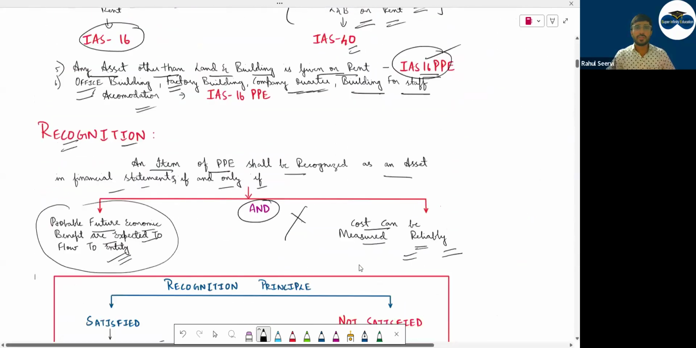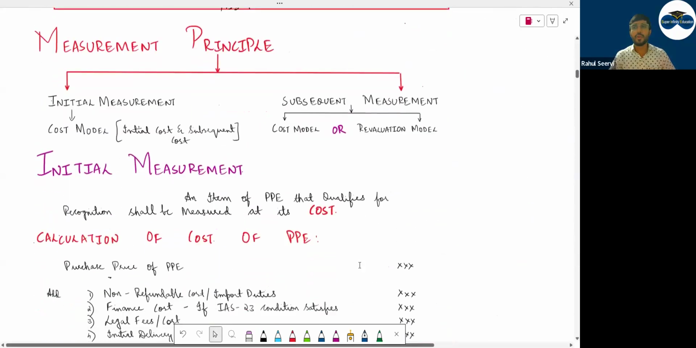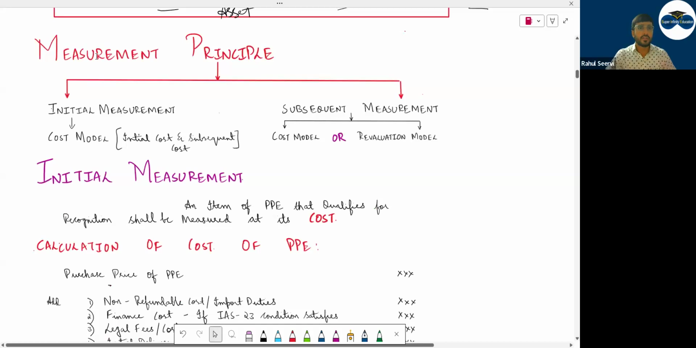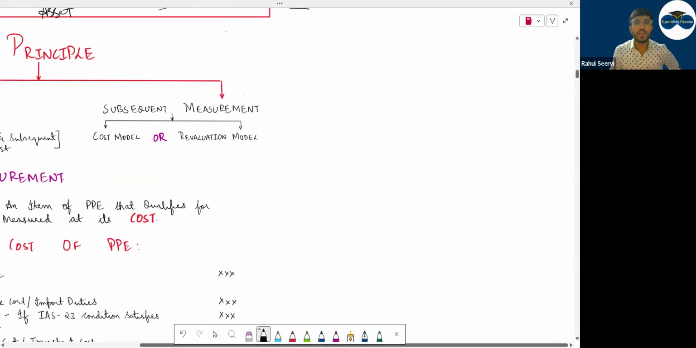Okay, now coming to measurement principle. From here, it is important that you understand. What does measurement mean? Measurement means at what value you will record. Now you tell me, if I purchase a building for $10,000, you will record in the books at $10,000 only. What is the price you have purchased? Simple. So measurement principle means at what value you will record.